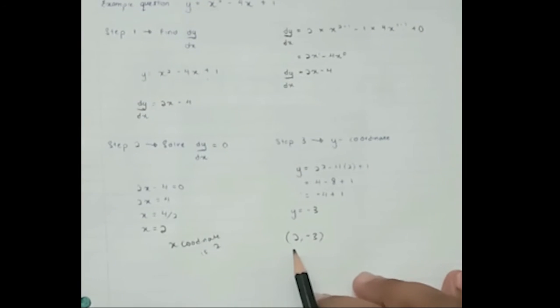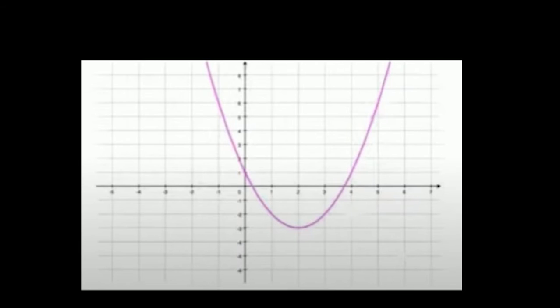Now we can confirm by looking at this that the stationary point of this function curve is (2, negative 3). We can confirm this by looking at the function curve, which looks something like this. Looking at this curve, we can say this curve has a stationary point at (2, negative 3). That's it for this question. Thank you.